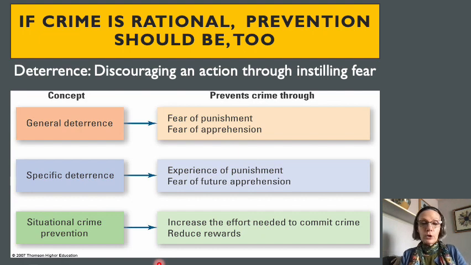On the flip side of that, you can reduce rewards, right? And so when you steal a cell phone, you can wipe the data, right? You can even blow up the internet, make it so that it's not usable, therefore reducing the rewards. You can have electronic scanners on it so that if you steal something and then you try to pawn it, right, they can be like, oh no, this is a stolen item, right? So you're reducing the rewards. So all of those are examples of the kinds of rational crime prevention that's put in place in order to increase and instill fear in order to deter criminal action.